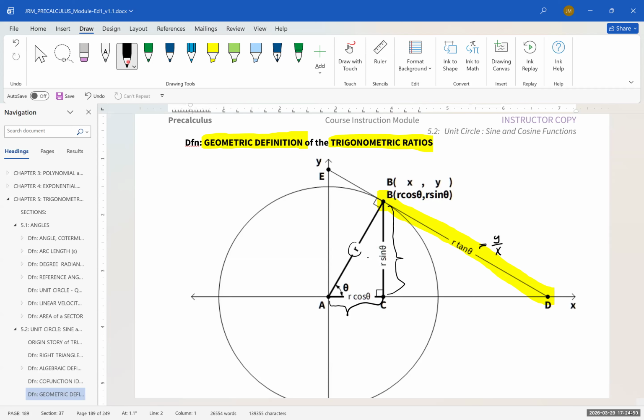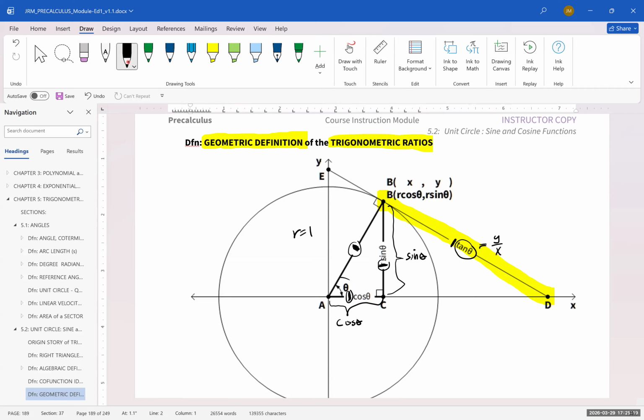And here I'm using this letter r to represent the radius, but I think you can see that if the radius was equal to 1, this would be a 1, that would be a 1, and that would be a 1. And you just have the length of this side is cosine theta, the length of this side is sine theta, and the length of this segment is just tangent theta.